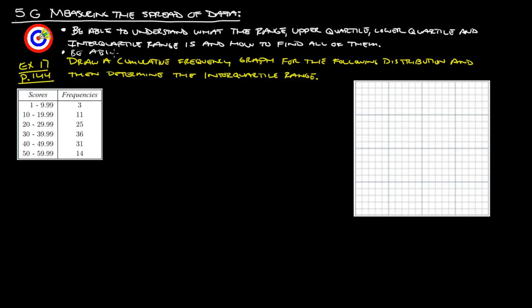Okay, so be able to create a cumulative frequency graph. Okay, so that's our second thing that we really want to be able to do. And so again, we've got: draw a cumulative frequency graph for the following distribution and then determine the interquartile range. Okay, so again, this is copied off of page 144.